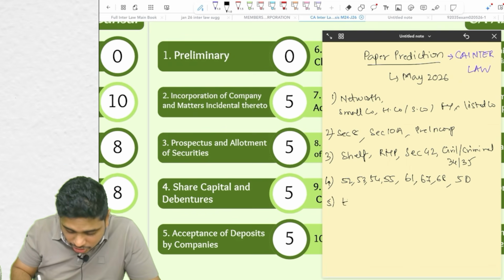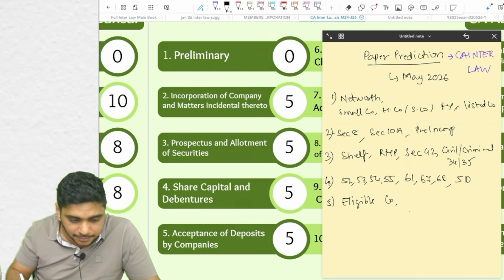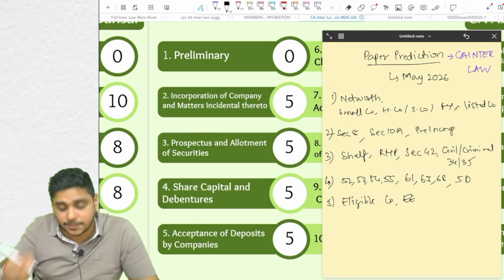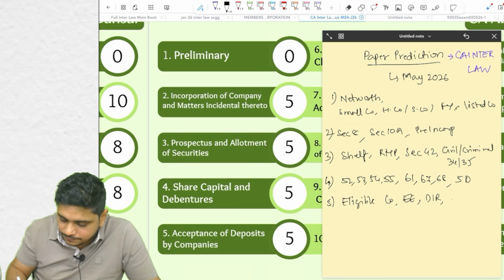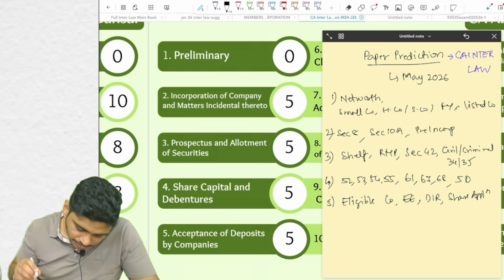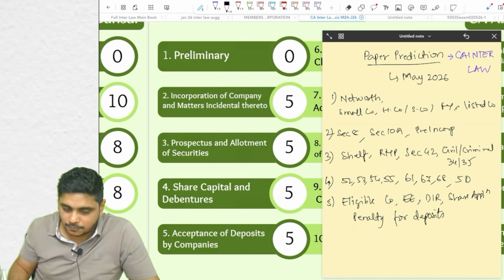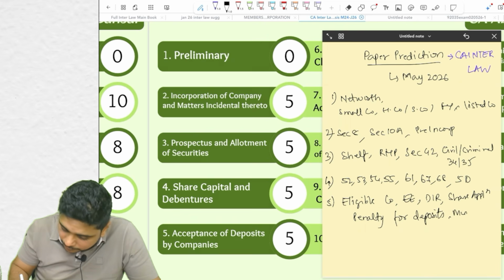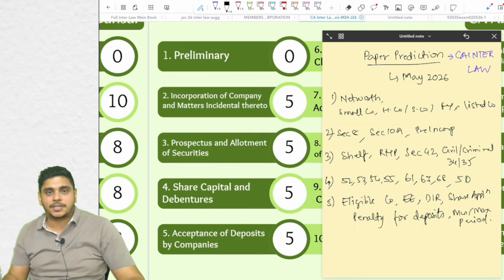In deposits, the eligible company definition. Then employee giving deposits, director giving deposits, the share application money concept, then penalty for deposits, then minimum and maximum period of deposit. Do focus on this concept.